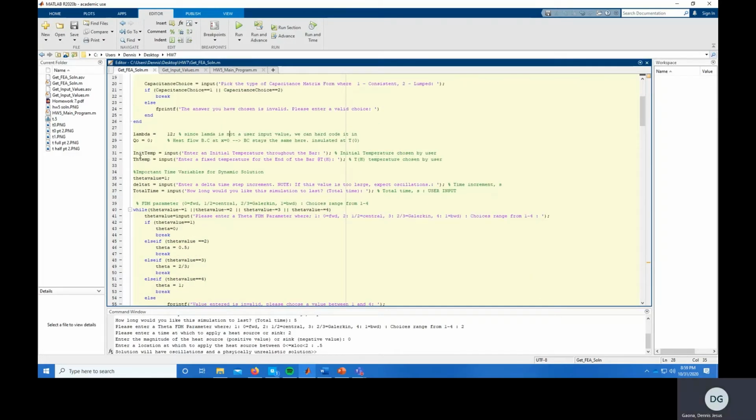Next up, we have to ask them what they want the initial temperature throughout the bar to be. This is the initial temperature at time equals 0, and it will be spread out evenly throughout the bar. Furthermore, we have to ask them what they want the temperature at the end of the bar to be, T of H.